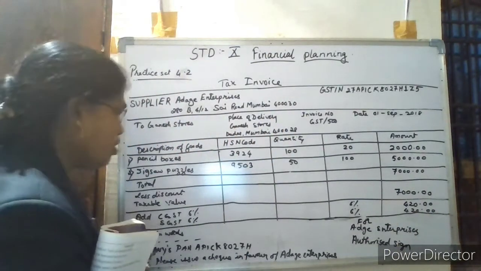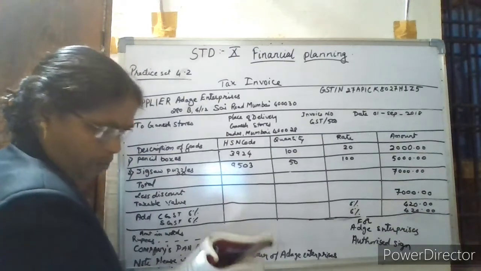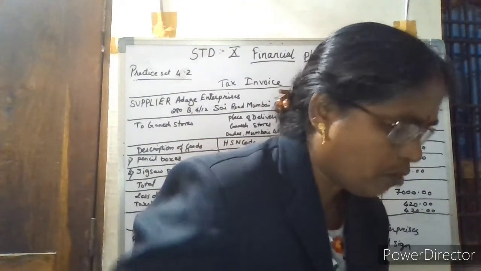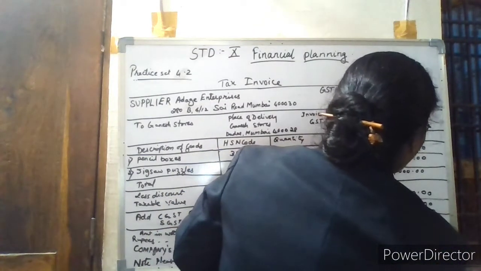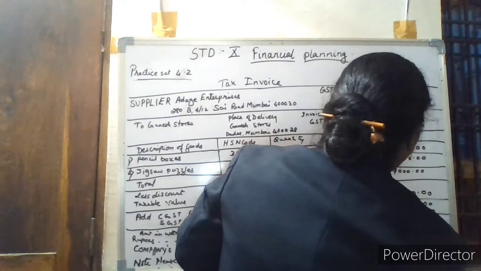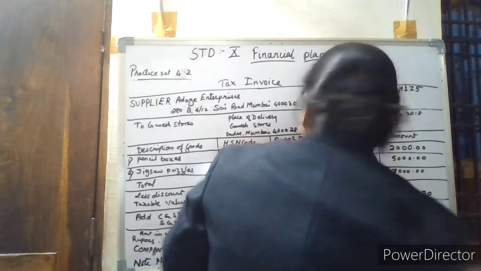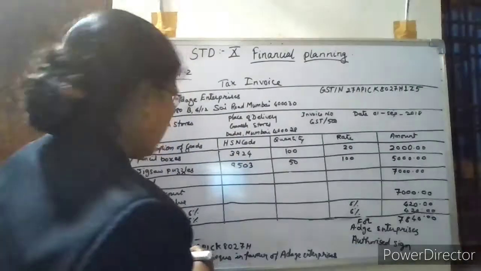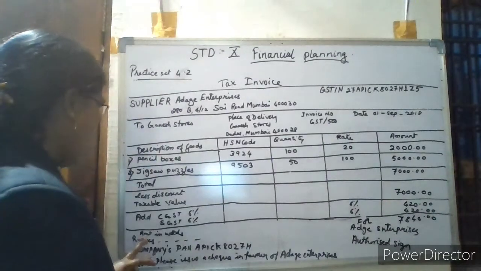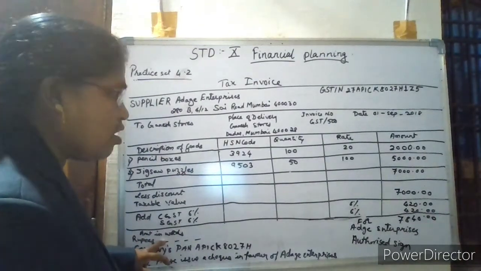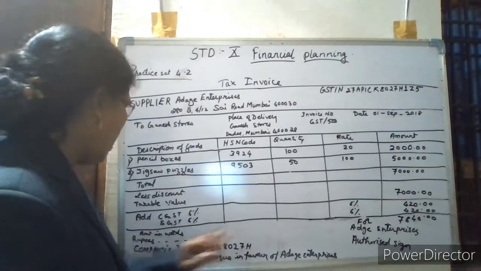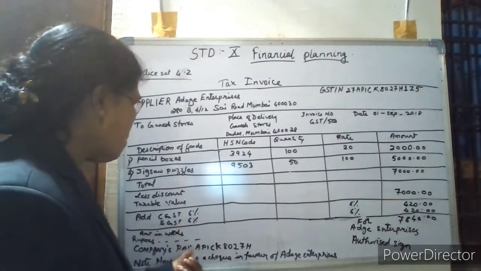Therefore, the total amount in words. I did not write the total amount. It is 7,840. So for the amount in words you have to write it in words, that is, rupees seven thousand eight hundred and forty. You have to write the company's PAN number.